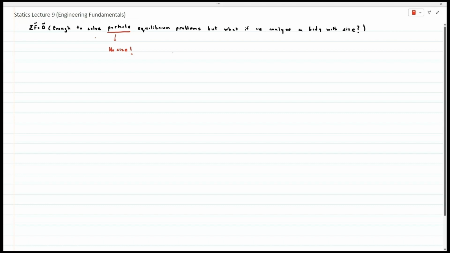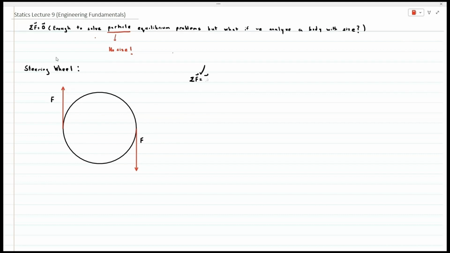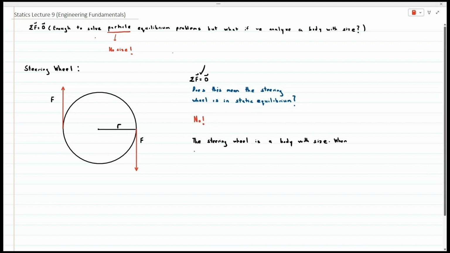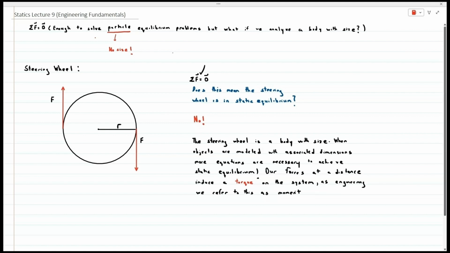Let's use a steering wheel, for example. Let's draw a steering wheel with equal but opposite forces applied on opposite sides of the circumference. We see here that the net force is zero, but does this mean that the steering wheel is in static equilibrium? The answer is no. Because we have forces placed at a distance, we induce a torque on the system. And in engineering, we refer to this torque as a moment, where a moment is just something placed at a distance.